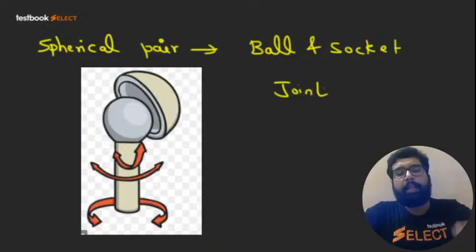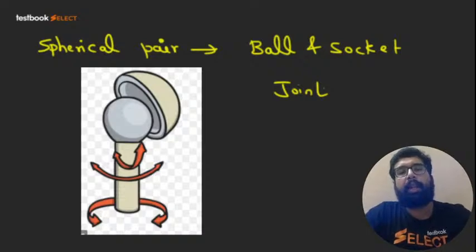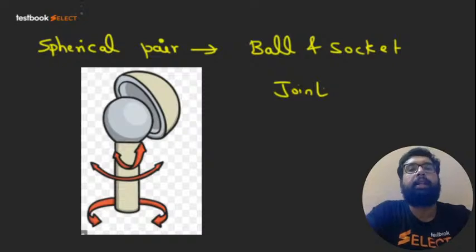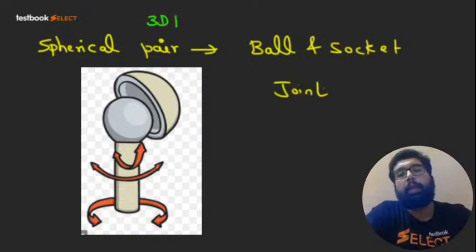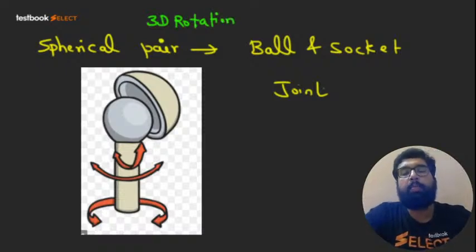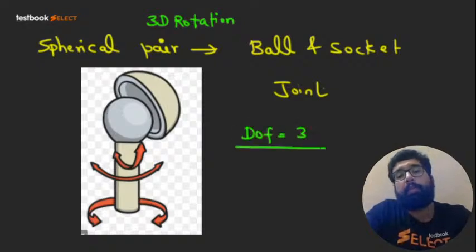So how many independent motions are there? It can have 3D rotation. I said this in the last session also. It possesses 3D rotation, but no independent movement in X, Y and Z. So it has 3D rotation only, as explained. When it has 3D rotation, what is its degree of freedom? The degree of freedom is 3.